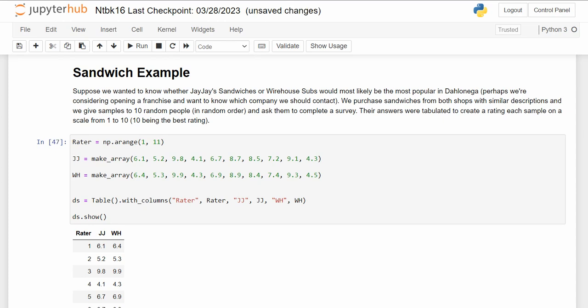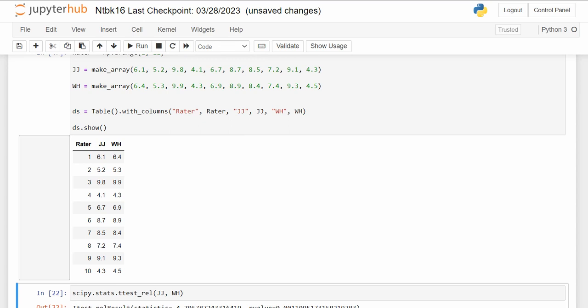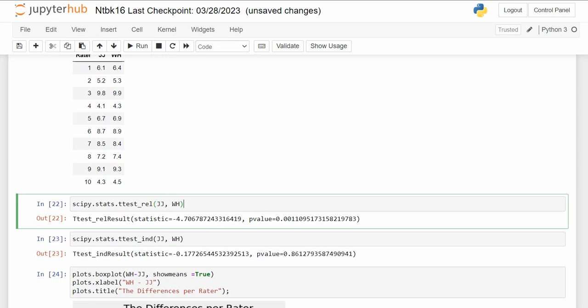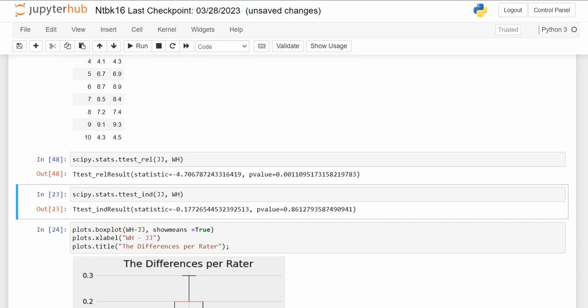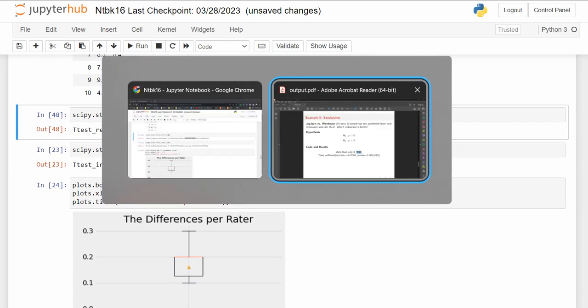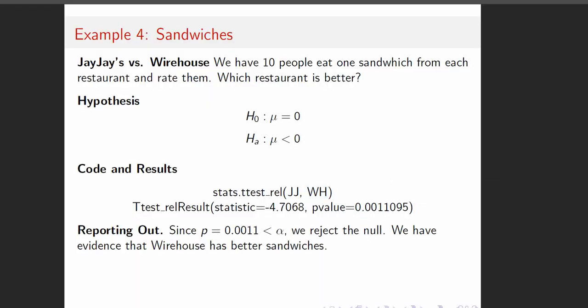So let's take a look at what we've got. Here we have the raters, the sandwiches and their ratings, and you can see better here in the table what's going on. And when we run stats.ttest_rel with JJ minus Wirehouse, always first minus second when we put it into this function, we get a p-value that's very small. Interesting. And since we get this small p-value, when we're reporting out, p is less than alpha, so we reject the null. Why do we reject the null?